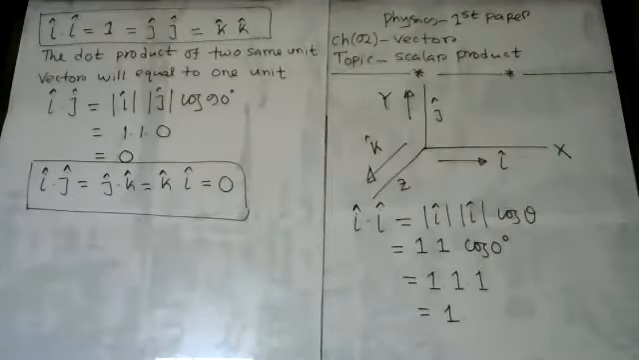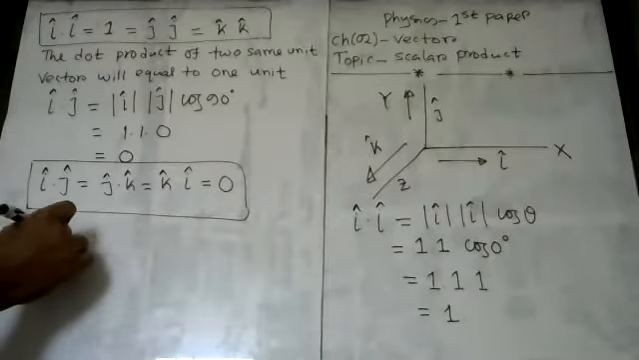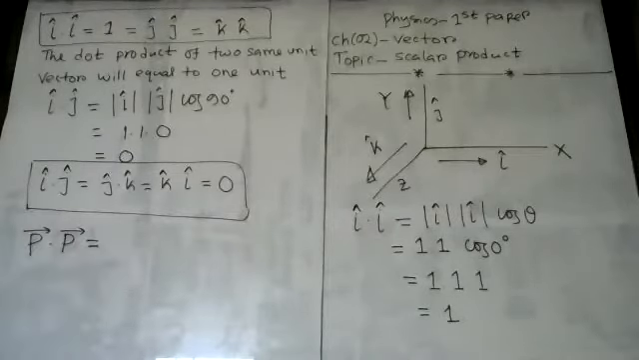Now, my dear students, in the third step, if I want to multiply vector P with vector P in a scalar product, let's see what the output is. I'm going to multiply vector P dot vector P. So what's the output here?